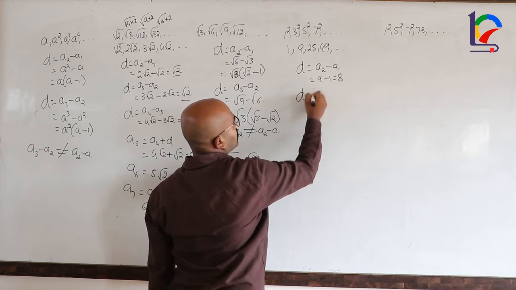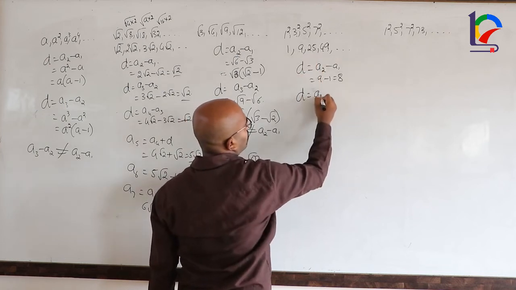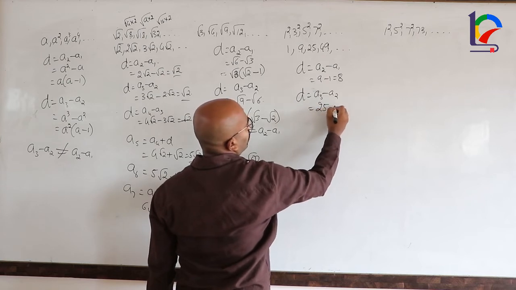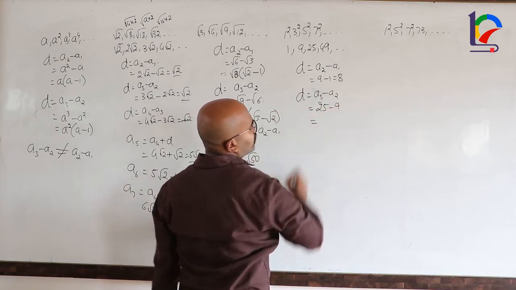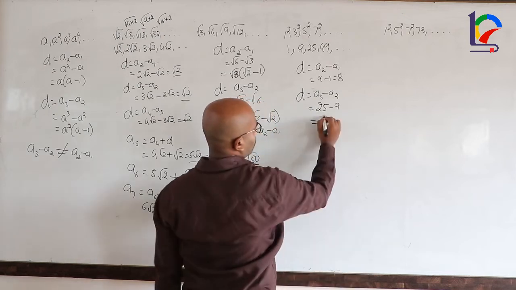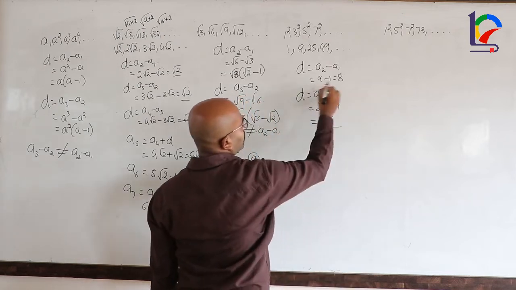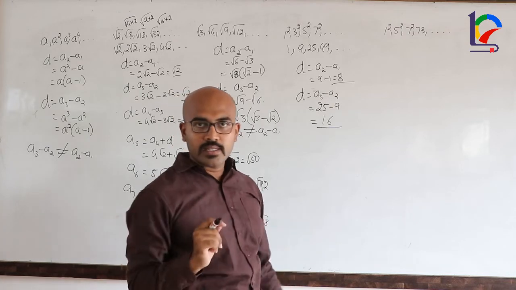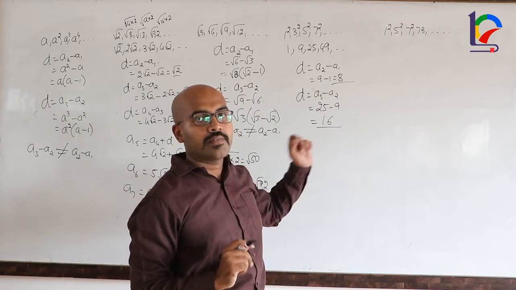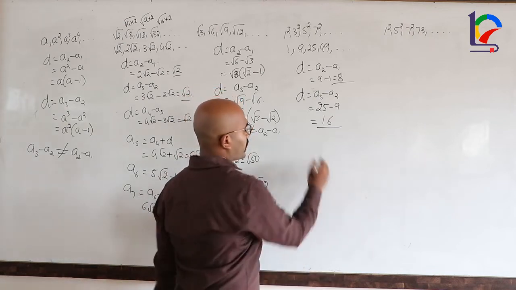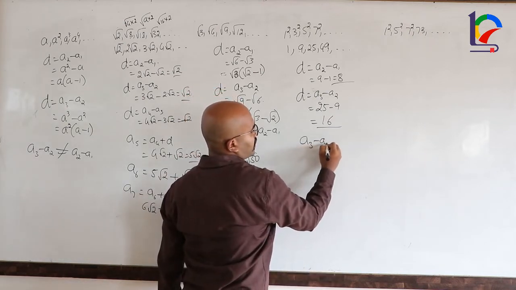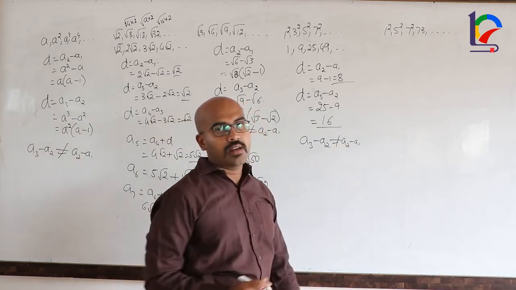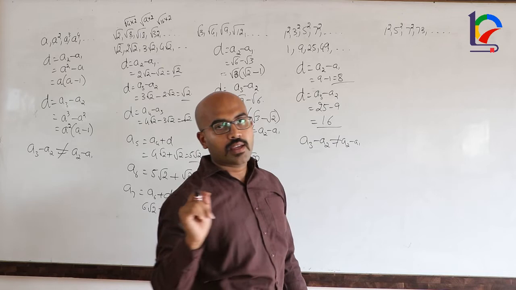So next, a3 minus a2. What is a3? 25. What is a2? 9. So 25 minus 9 is 16. So if we see in both the cases, the common differences are not the same. Hence, the given sequence will not form an AP. So a3 minus a2 is not equal to a2 minus a1. Hence, it does not form an AP.